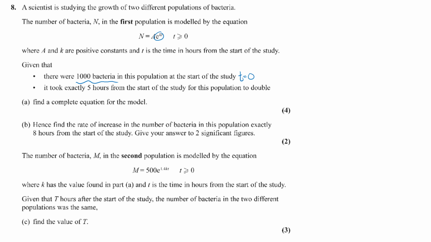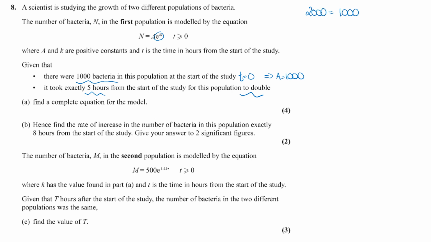So 1,000 is going to equal a times 1, so that is telling us that a is equal to 1,000. Now some more information is going to allow us to find the other constant, which is k. So exactly 5 hours from the start, the population doubles. So if it started at 1,000, in 5 hours' time it's going to be 2,000.